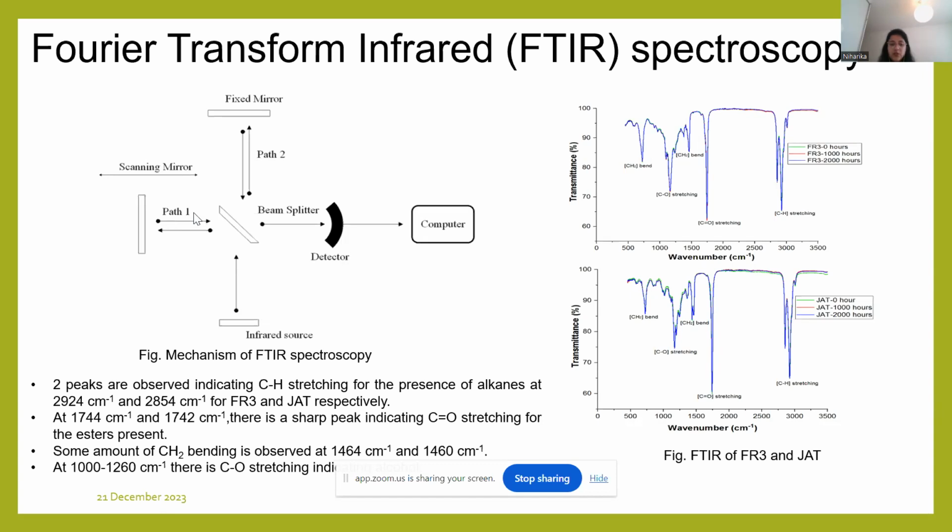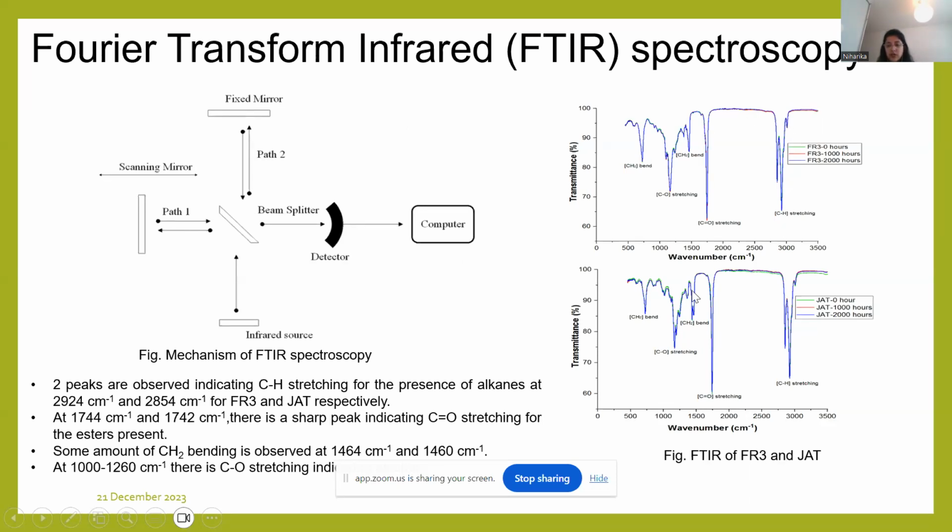Here we used an infrared source, which was passed through a beam splitter, and there are two mirrors, the scanning mirror and the fixed mirror. The beam is reflected and transmitted, goes to a sample and is detected, and a fingerprint of the molecular structure is formed. Here we can see the percentage transmittance of the oil. In the figure, the chemical structure has not changed much for the FR3 at 0 hours, 1,000 and 2,000 hours. The chemical structure remains intact, which is a good sign, because there might be other impurities but the chemical structure has not changed.